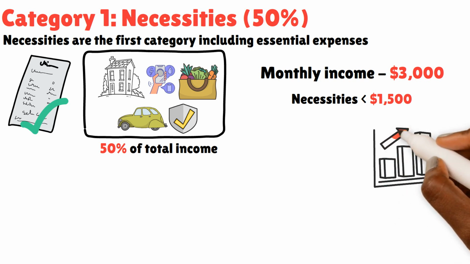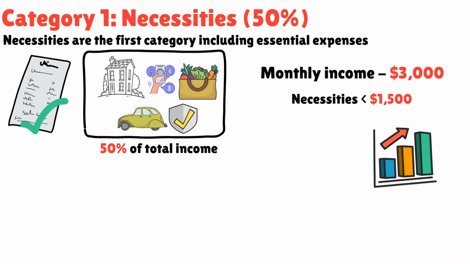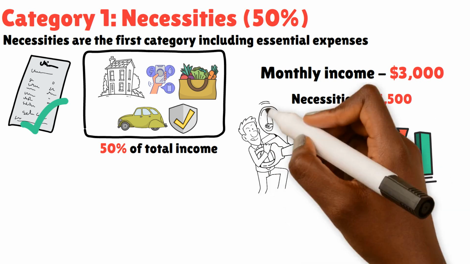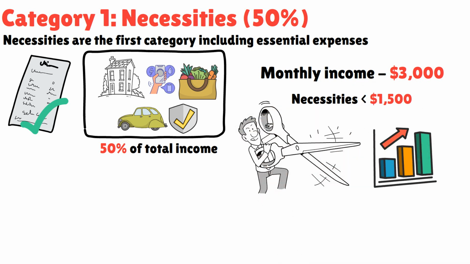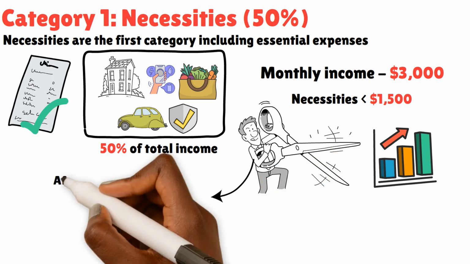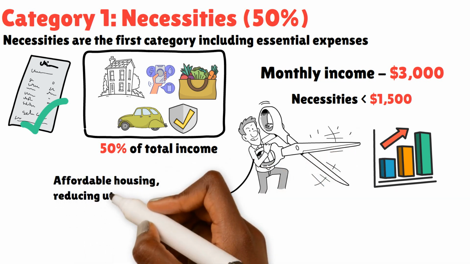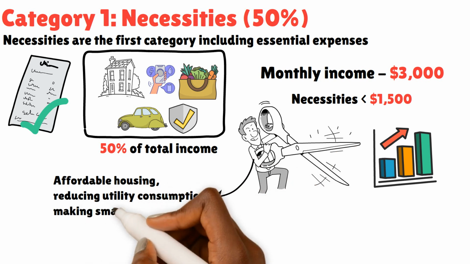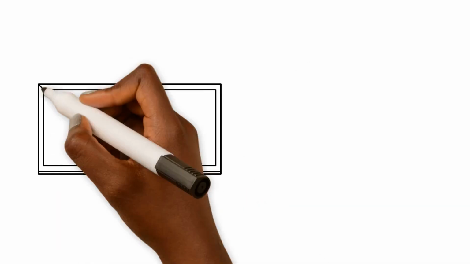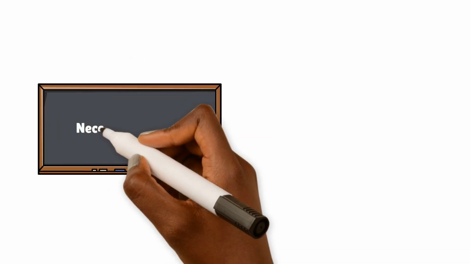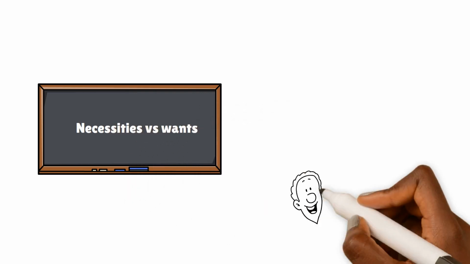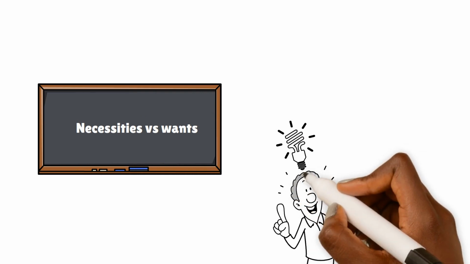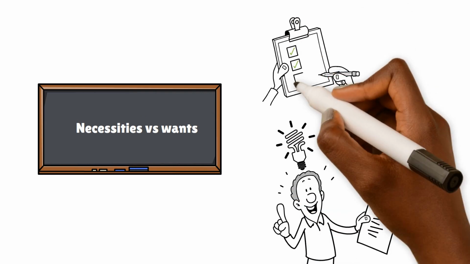If your necessary expenses consistently exceed 50% of your income, it may be time to reevaluate your spending habits and see if and where you can cut back, even if it means finding more affordable housing, reducing utility consumption, or making smarter grocery choices. To do this correctly, you have to make a clear distinction between necessities and wants. That way, you can make informed financial decisions and ensure that your essential needs are met before focusing on non-essential expenses.